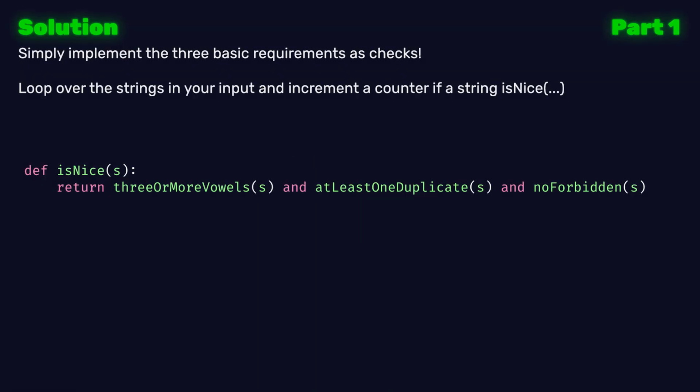Today's problem essentially just asks us to write a few validation checks for a list of strings. So, if we write our code right, then you just loop over the strings in your input and increment a counter if a string is nice. This can look as follows, where is_nice returns the logical and of 3 or more vowels, and at least one duplicate, and no forbidden. To not just leave you hanging here, today shall contain a bit more implementation details in Python 3.